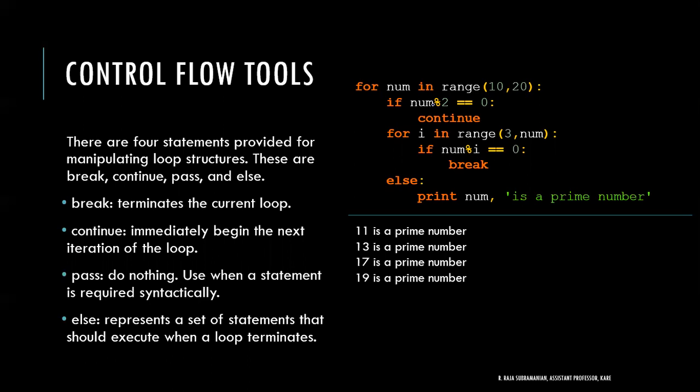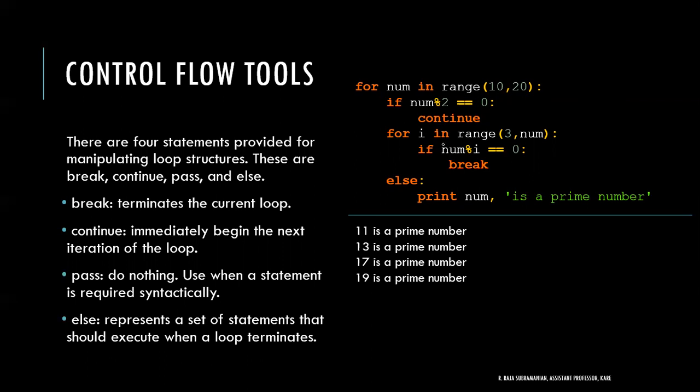So the condition becomes true. So I'll execute the statement within the if block. The statement within the if block is actually another keyword called continue. So what is that continue? Continue will not make your program proceed further. It will actually make your program execute the next iteration directly before proceeding to the next line.